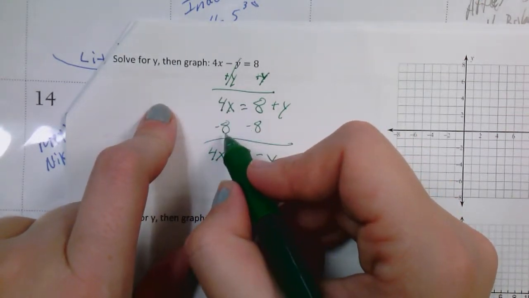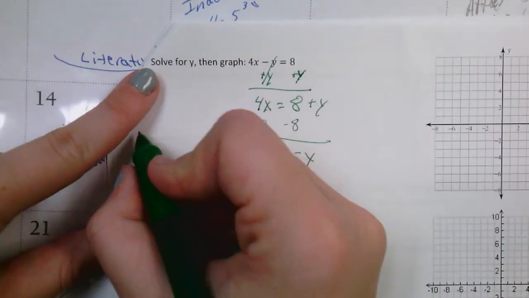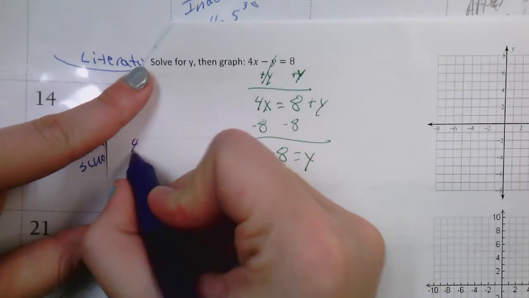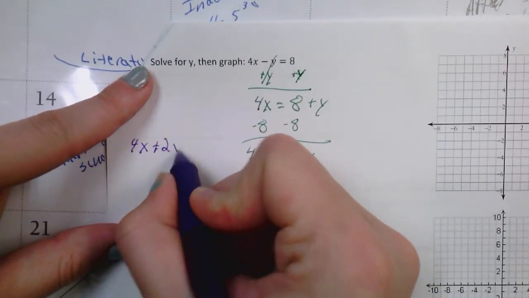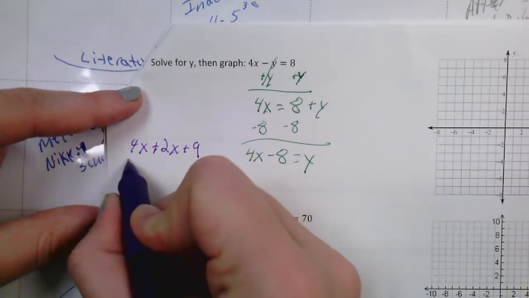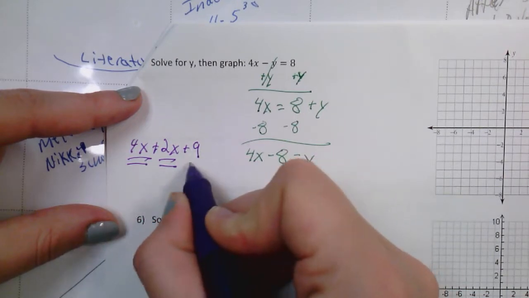Another common mistake is some people think that you can combine the 4 and the 8. You cannot. If you remember way back in Unit 1, we did combining like terms. So let's say that I gave you a problem that was like 4x plus 2x plus 9, right? And I said, okay, let's underline our like terms. And we would say, okay, well, 4x and 2x are like terms. 9 is the only one of its kind.